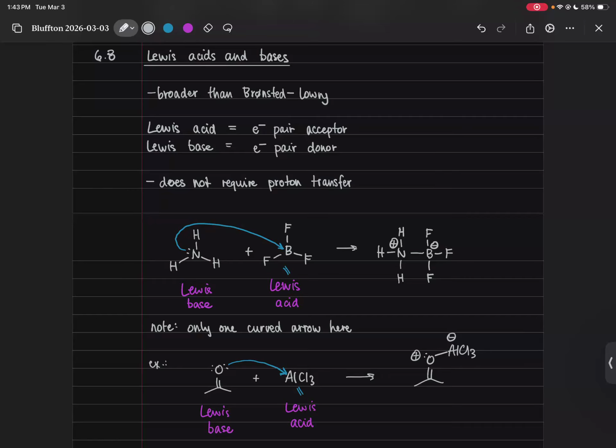If there's a few things. Those are really the only good examples. Questions on Lewis acids and bases?